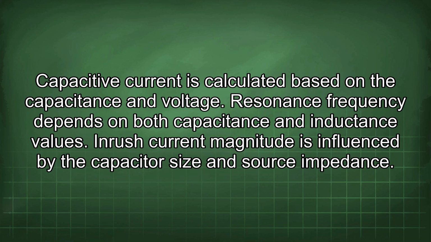Capacitive current is calculated based on the capacitance and voltage. Resonance frequency depends on both capacitance and inductance values. Inrush current magnitude is influenced by the capacitor size and source impedance.